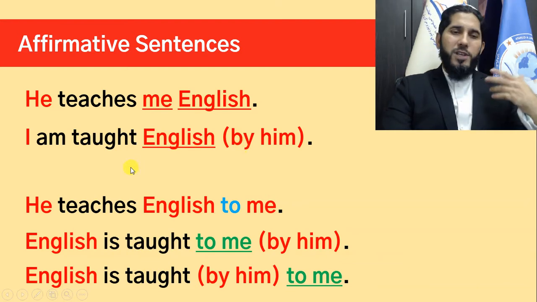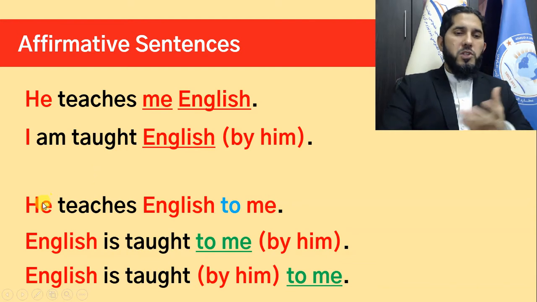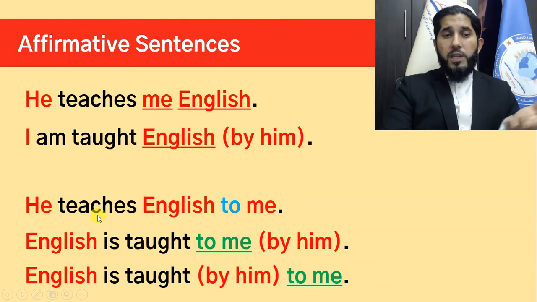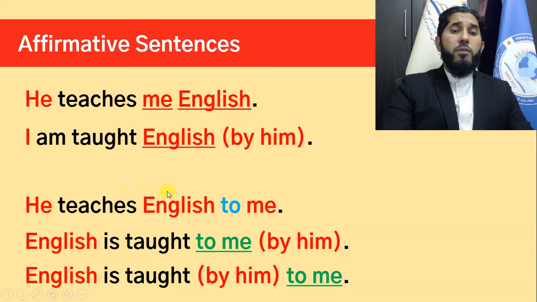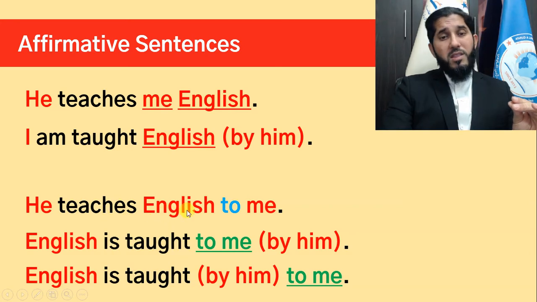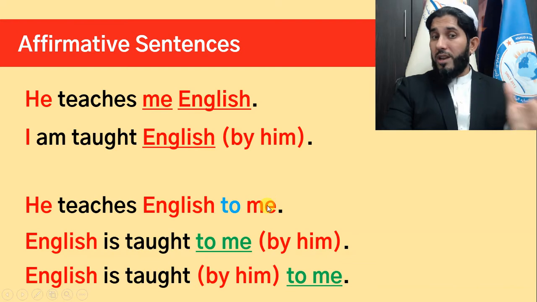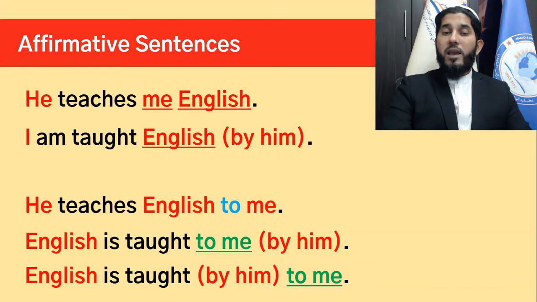Okay, and I would say it's somehow spoken, informal. But look at this example. He teaches English to me. English is taught to me by him, or English is taught by him to me. So two ways. Now, if the direct object comes first after the main verb, like here in this example, the indirect object, which is usually a person, I say usually, not always, that comes at the end.